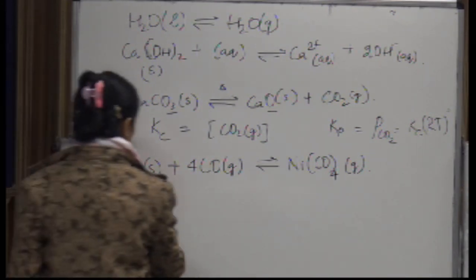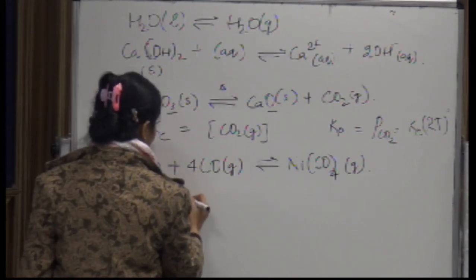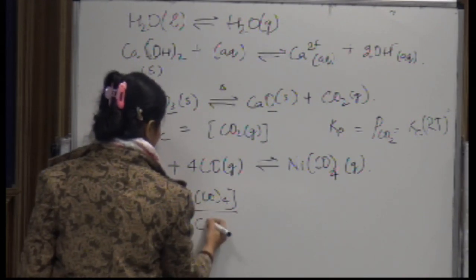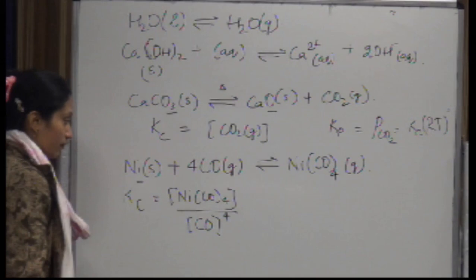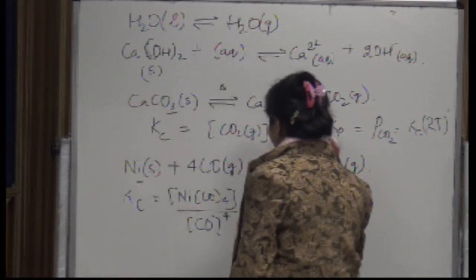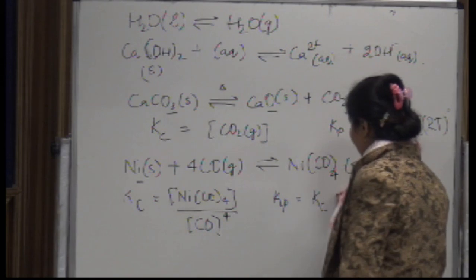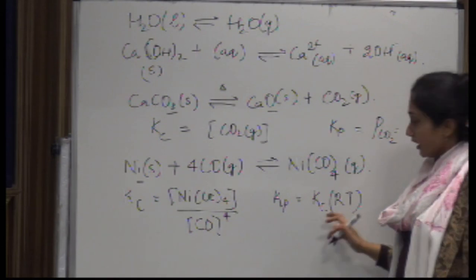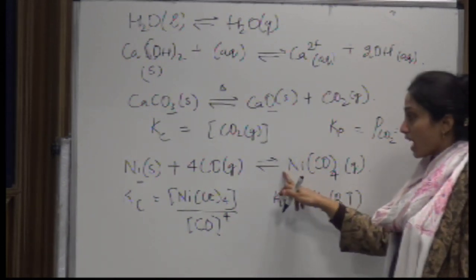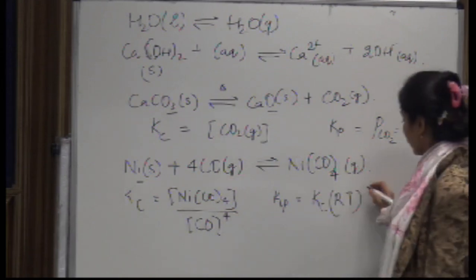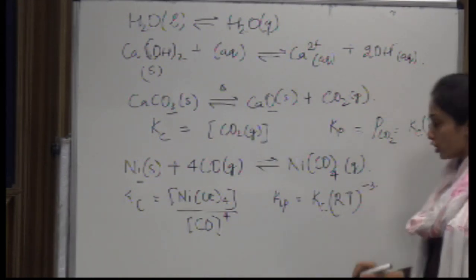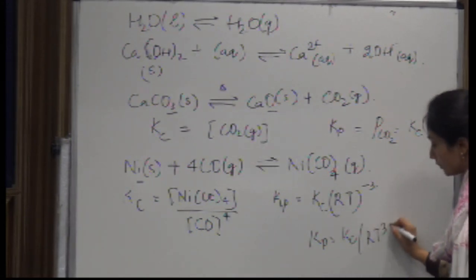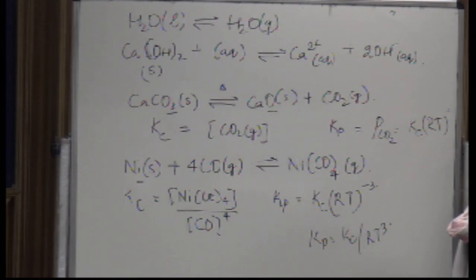So you can write down your Kc as, I am starting to work on it now, NiCO4 upon CO to the power 4. So therefore, here your Kp will then be equal to Kc into RT to the power, what will it be? 1 minus 4. 1 minus 4 will be minus 3. So you may be given the relationship as Kp is equal to Kc by RT cube. That's also the way in which it can be given.